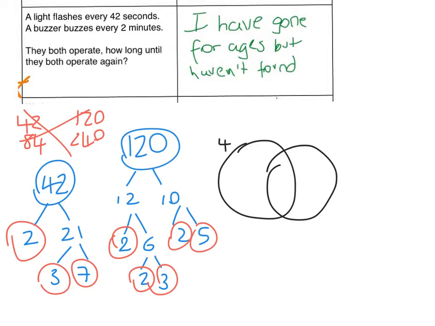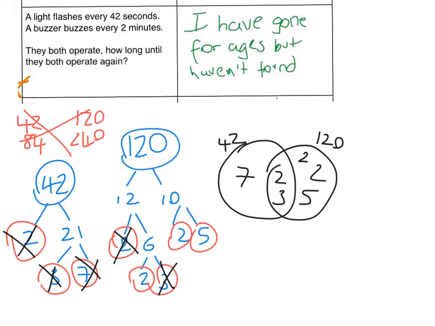So we've got 42 here and 120 here. And what we're looking for is the numbers that they have in common, first of all. So they've got a 2 and a 3 in common. And then 42 has got another 7. And 120 has got a 2 and a 2 and a 5. So this number in the middle here is actually the highest common factor.